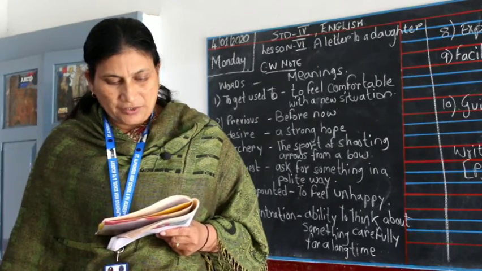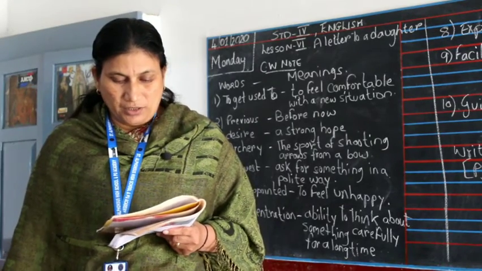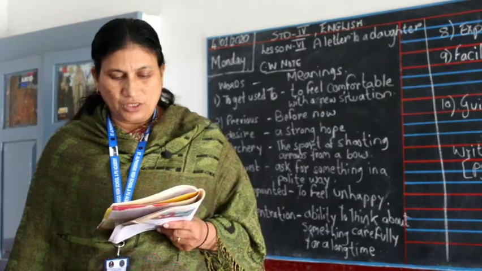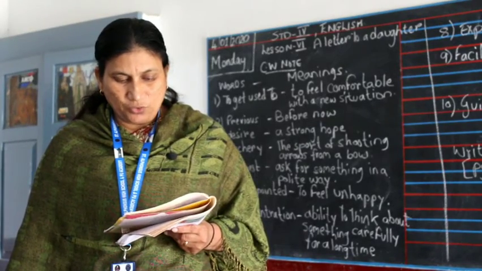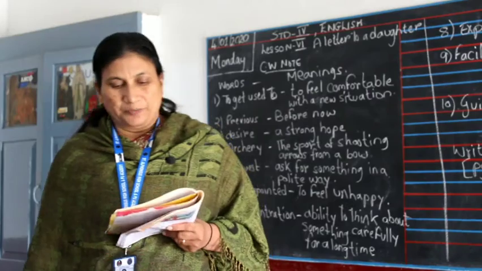Eklavya went to Dronacharya and requested him to teach him archery, but Drona refused to take him as a student. He said that he was paid only to teach the princes of Hastinapura.